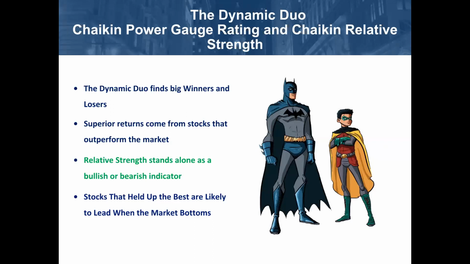And I really want you to let this sink in. Relative strength stands alone as a bullish or bearish indicator. The reason is that the large institutional investors, the mutual funds, think of Fidelity, Wellington, T. Rowe Price and many of the big names you've heard of, have managers who are measured on relative performance. It's not enough for them to own a stock that goes up 10%. If they own a stock that goes up 10% and the market's up 20%, they've underperformed.